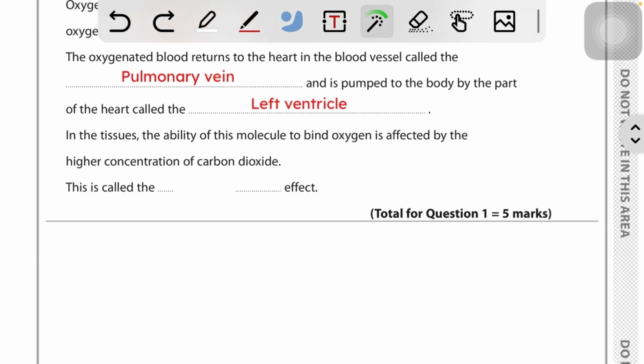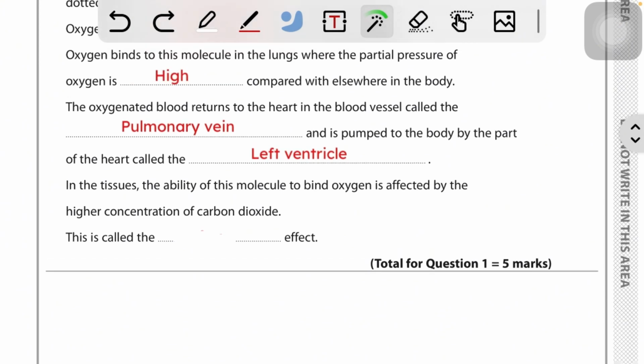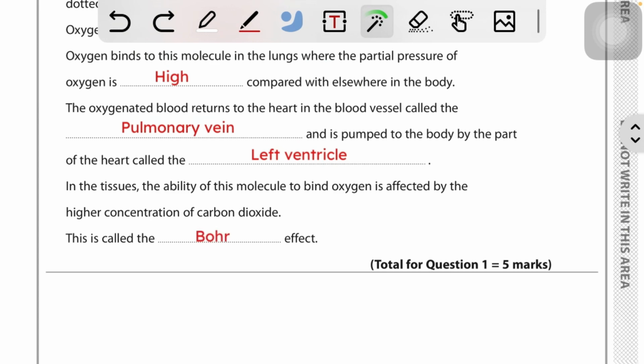In the tissue, the ability of this molecule to bind oxygen is affected by the higher concentration of carbon dioxide, and this is called the Bohr effect. Okay, this is the name of the process.